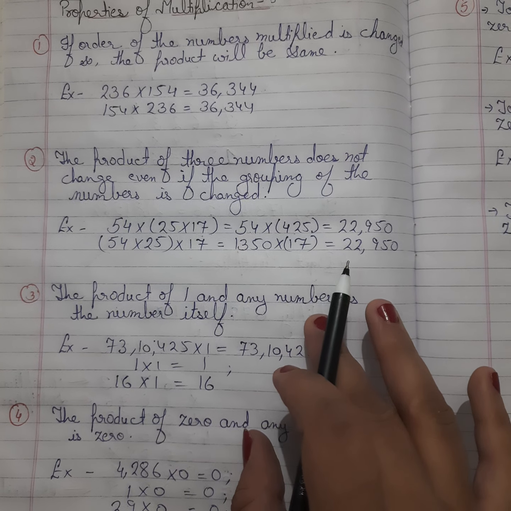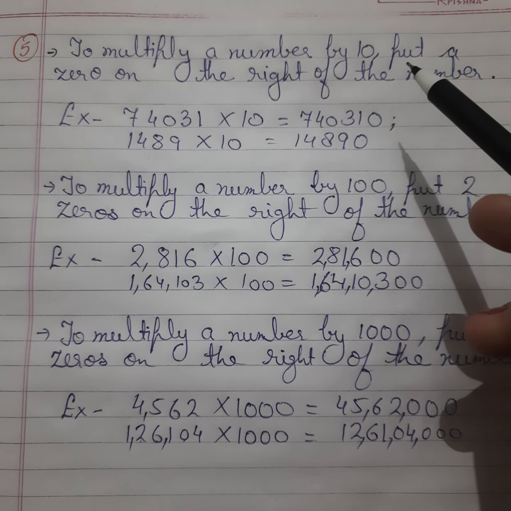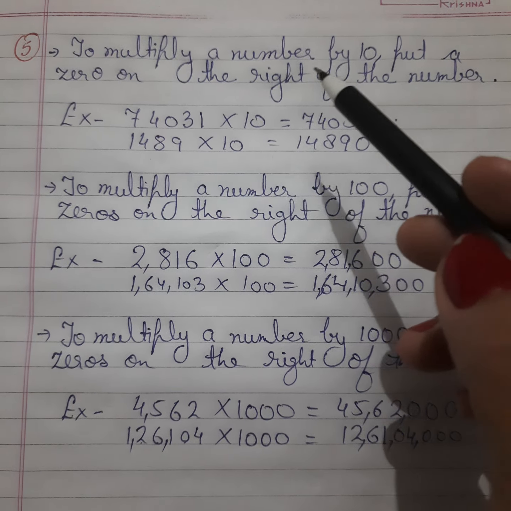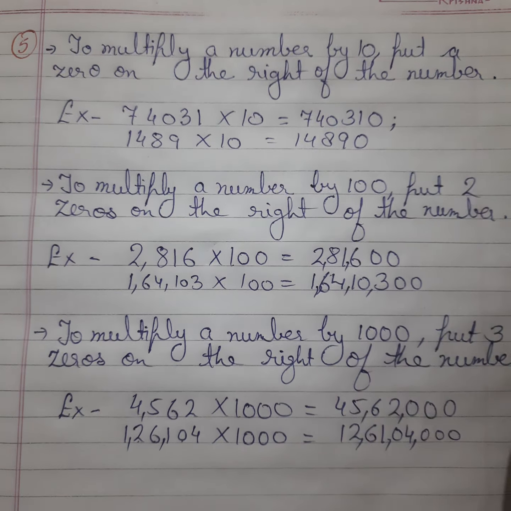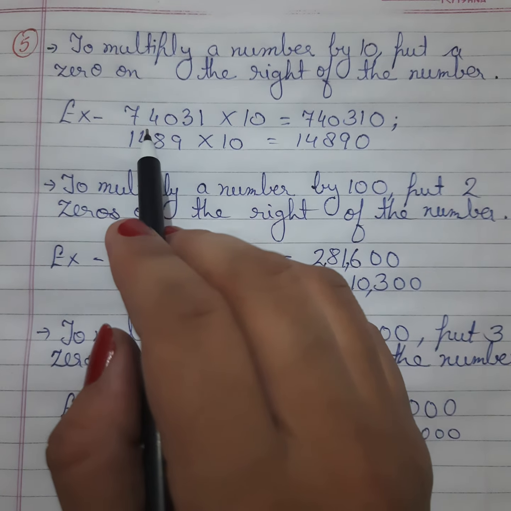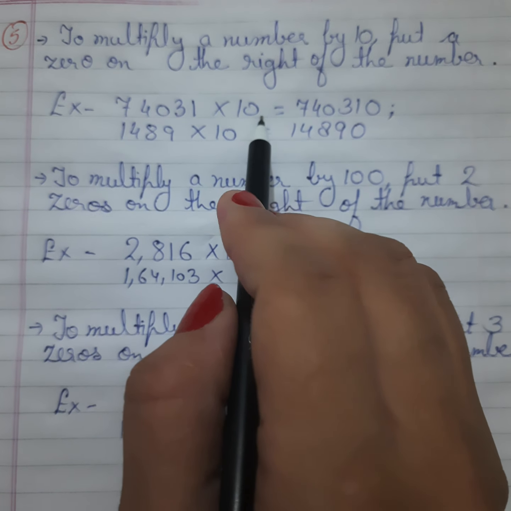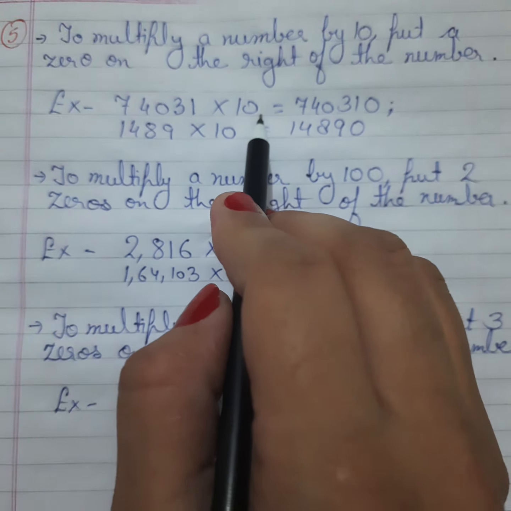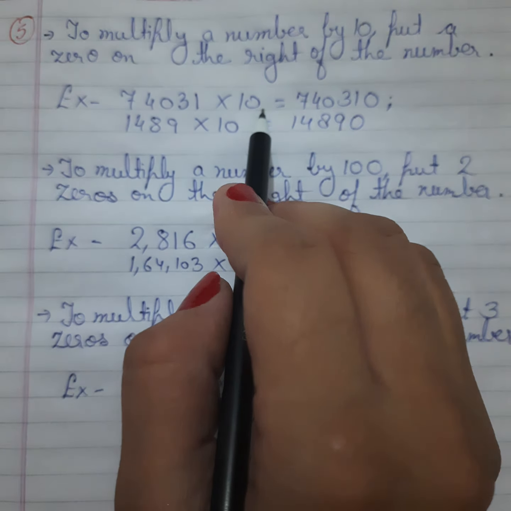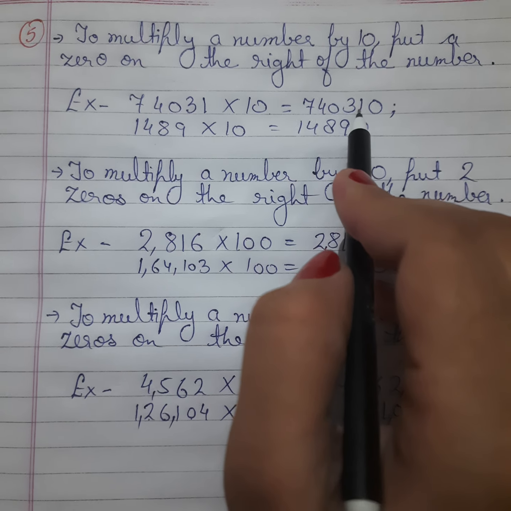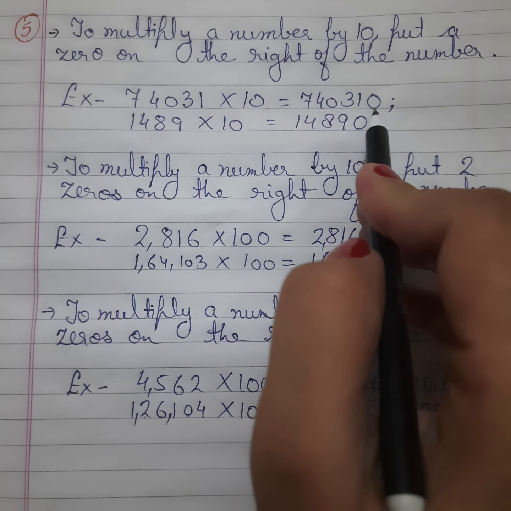Now, next property is to multiply a number by 10. When we are multiplying a number by 10, put a 0 on the right of the number. I have taken 74,031 and I am multiplying by 10. So what we can do in this case, when we are multiplying any number by 10, we write the same digits, and after writing them we mention a 0 on the right side.